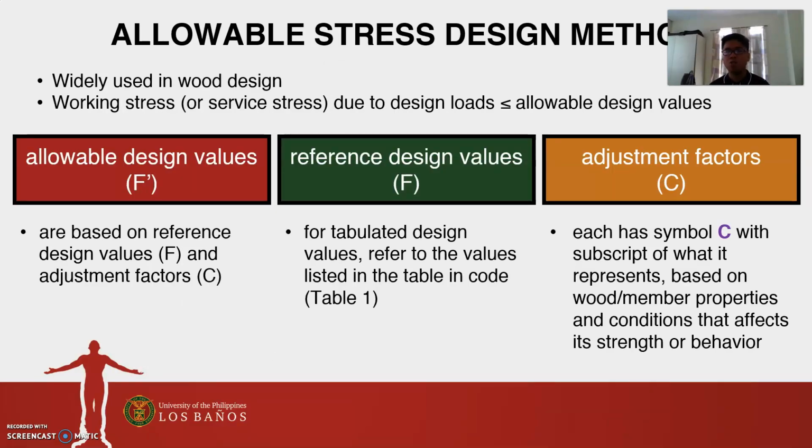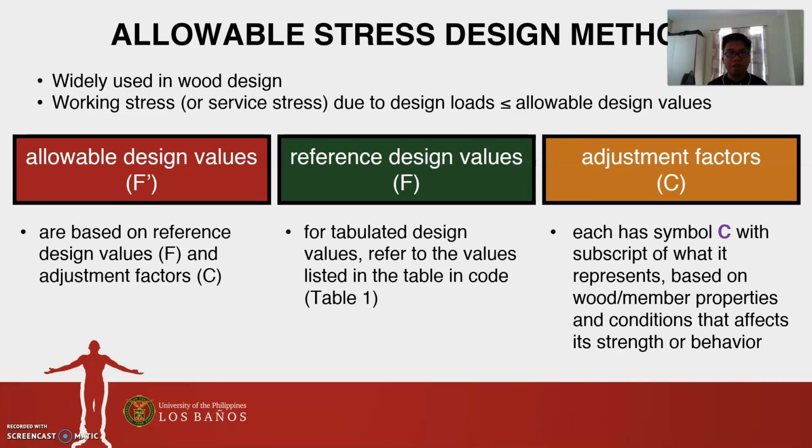Okay, so first, the allowable stress design method. As we've mentioned in the previous lessons, this is the design philosophy that will be used for 133, and it is widely used in wood design. It's also called the working stress design method. The philosophy is that the working stress, or the service stress due to the design loads, will be compared to the allowable design values. The stress should be less than the allowable design values.